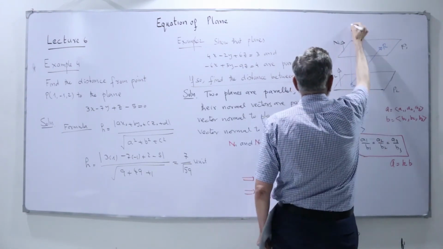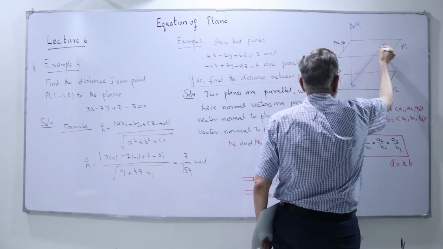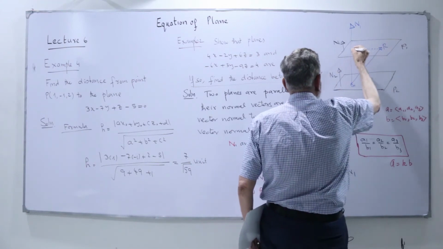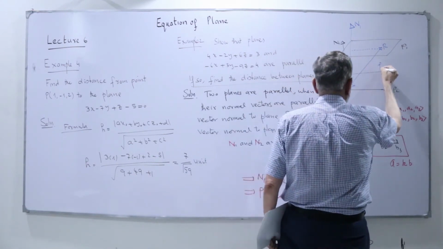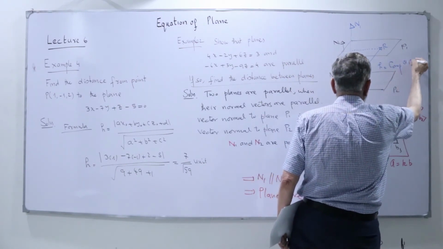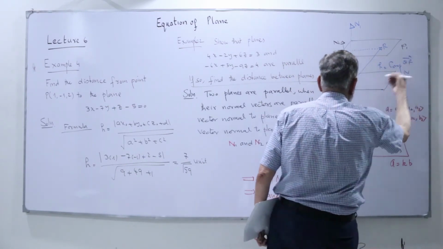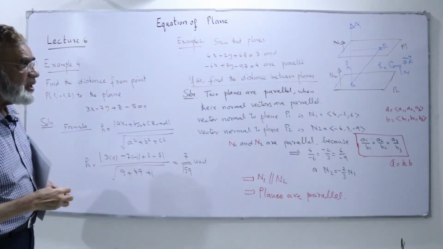Now this is my N, this is my N1, and they are the same. So I can find the component of this one along vector N. So this is my H. My H will be equal to the component of vector QR along vector N, N1 or N2, because they are both parallel, we can take either. So that's the idea we use, and we solve it.